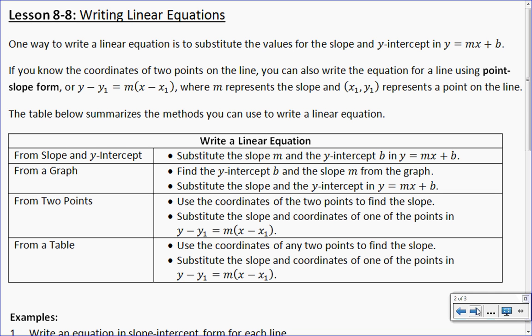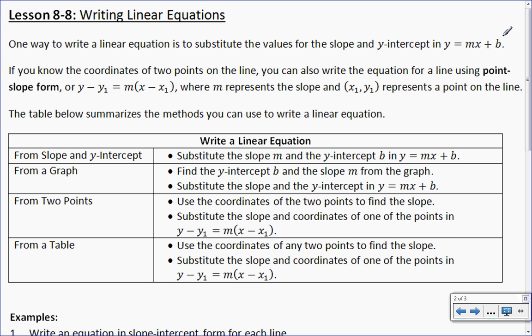So one way to write a linear equation is to substitute the values for the slope and y-intercept in y equals mx plus b. I think this is the easiest way to do it. If you know the slope and the y-intercept, you can easily come up with an equation by substituting the slope for m and substituting the y-intercept for b.